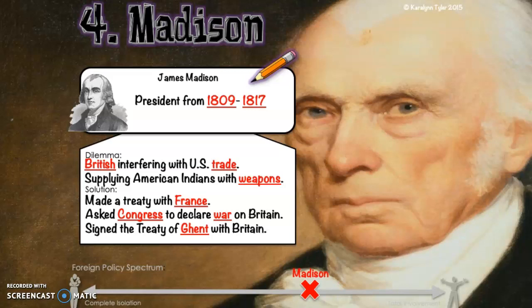The solutions were that he made a treaty with France, which is what caused France to stop harassing our merchant ships. He asked Congress to declare war on Britain, which we fought, the War of 1812, and won, which ended with the Treaty of Ghent.